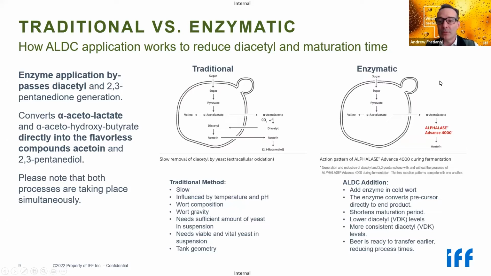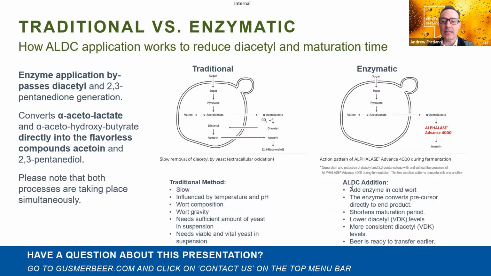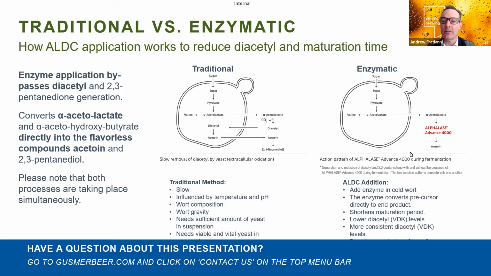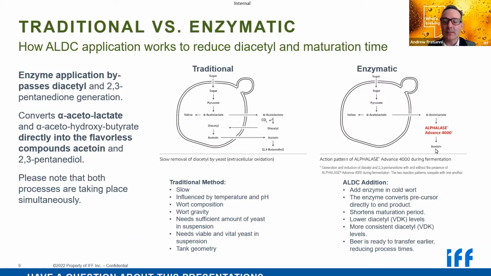So if we introduce an enzyme here, an ALDC, which is acetolactate decarboxylase, and our particular brand from IFF is Alphalase Advanced 4000, this enzyme can take the alpha-acetolactate and turn it directly into acetone.